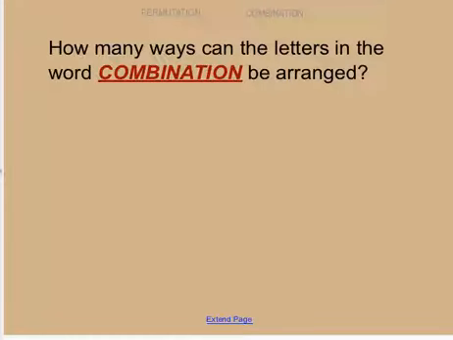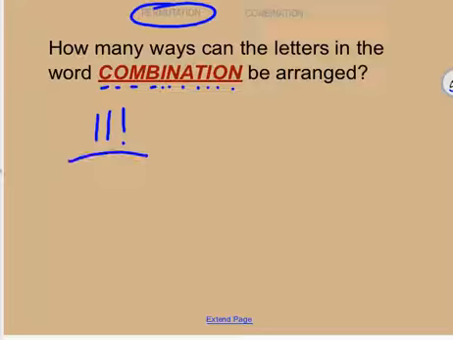How many ways can the letters in the word combination be arranged? Hint, hint, we did this in the permutation video. We didn't do it today, so it's a specific one. Now, letter-wise, 1, 2, 3, 4, 5, 6, 7, 8, 9, 10, 11. So this is 11 factorial, divided by. If you remember yesterday, we are worried about the ones that repeat.